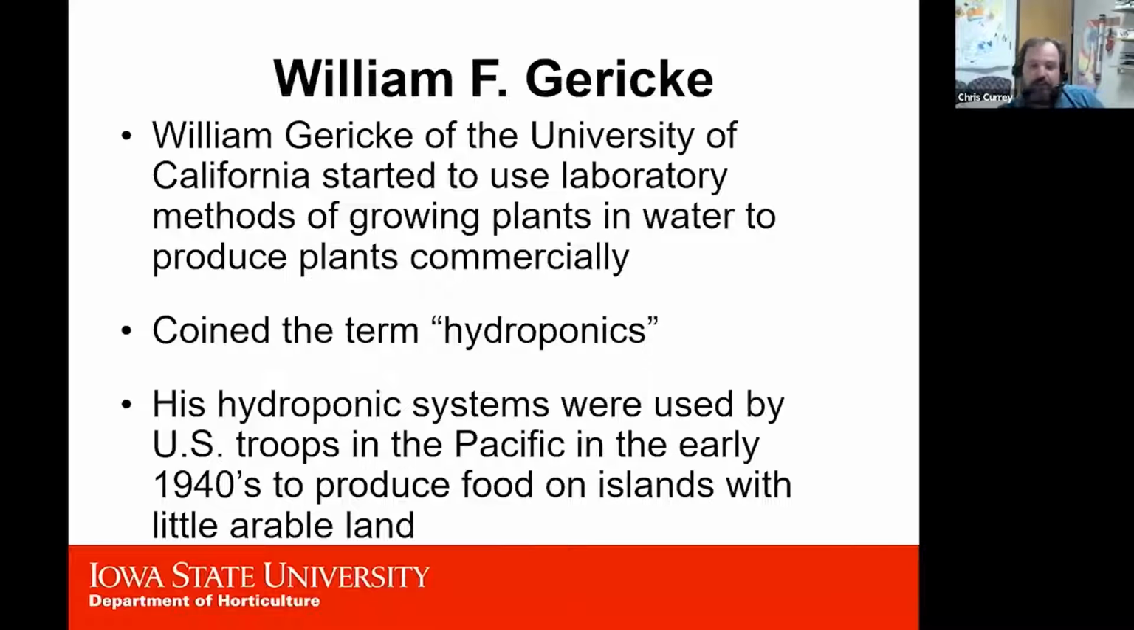Now, his hydroponic systems, he wanted them to be used for commercial crop production. Those were his intentions. But really, the earliest adoption was by US troops who were in the Pacific in the 40s for World War II. And they were able to use these hydroponic methods to produce produce on islands that had little arable land, places that they couldn't get fresh produce to.